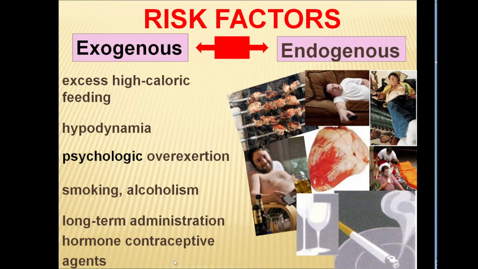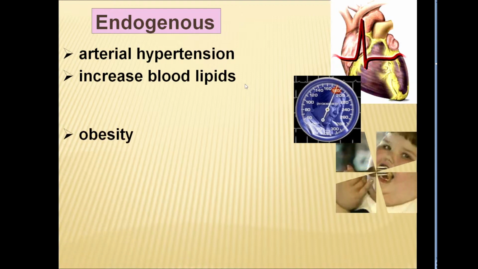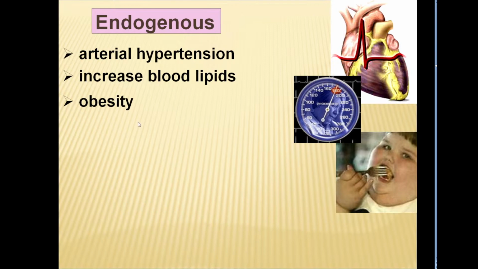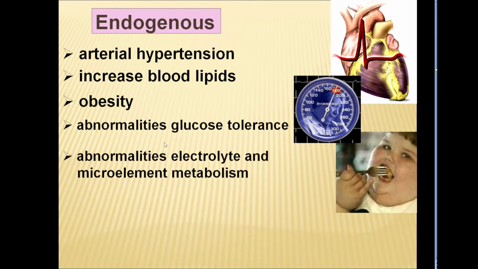Now, if you look at all these factors, you understand they depend on our life activity, and they provoke ischemic heart disease. And the endogenous provoking or risk factors. First of all, there is arterial hypertension because it's accompanied with abnormal constriction of peripheral vessels. Increased level of blood lipids, sometimes it may be a result of some genetic disorders. Obesity may be alimentary or maybe hormonal, sometimes not dependent on our wishes. Glucose tolerance abnormalities provoke disordered lipid metabolism and as a result, formation of atherosclerotic plaque.